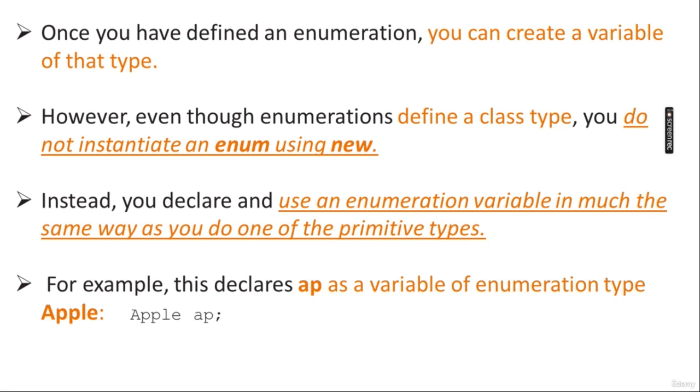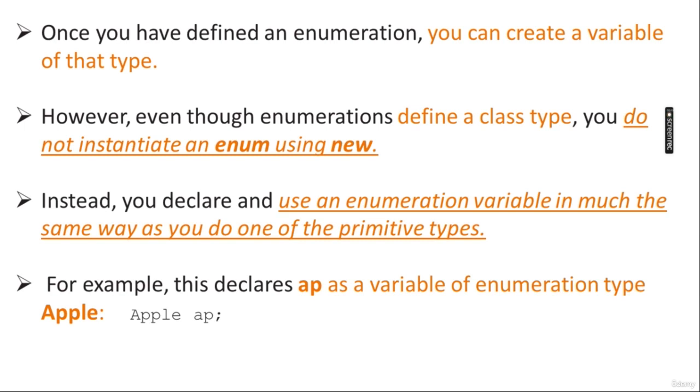However, even though an enumeration defines a class type, you do not instantiate an enum using new. You only declare the name of the variable. You do not instantiate it using the new keyword. You declare and use an enumeration variable in much the same way as you do one of the primitive types, like integer, float, character, or whatever, or a class variable.